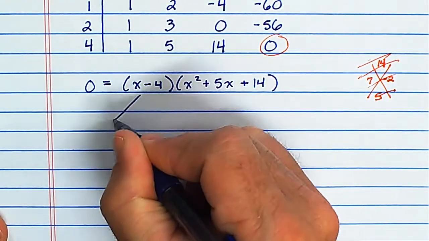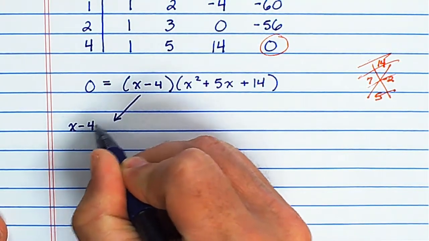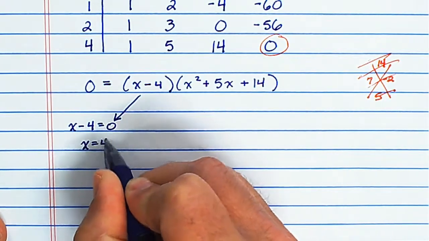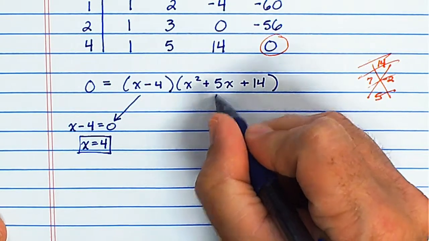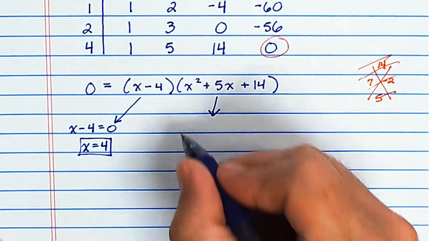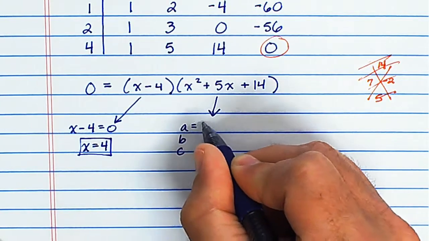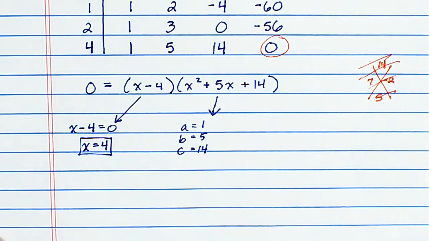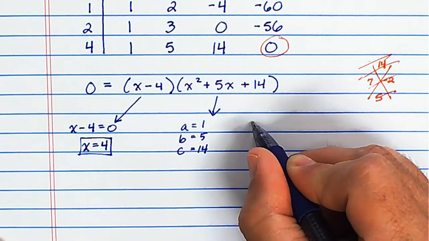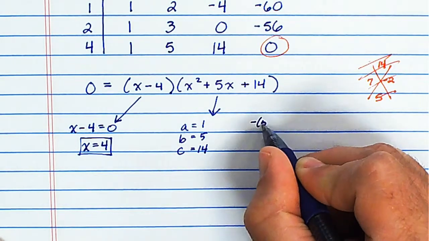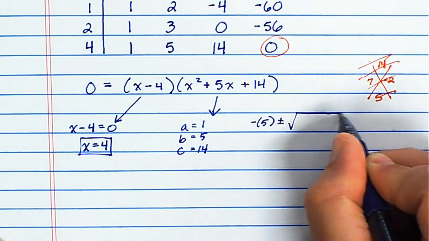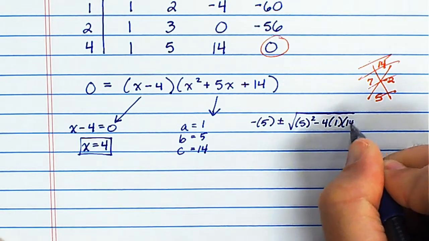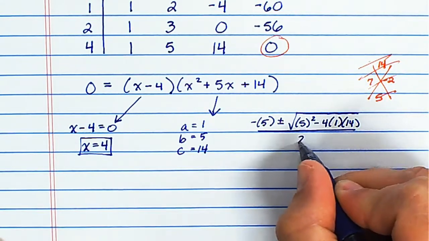So I'm just going to kind of do that real quick. I'm going to scan down here. So this one's super easy. X minus 4 equals 0. Bring the negative 4 over. X equals 4. And then for this one, my a, b, c is 1, 5, and 14, which would be negative b, which is negative 5, plus or minus the square root of b squared minus 4ac, all over 2a.